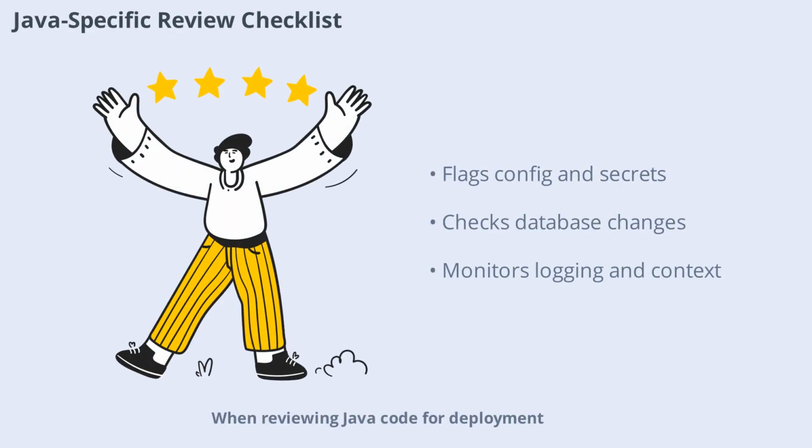Reviewing Java code for deployment, Claude Code helps you flag issues like missing configuration defaults, hard-coded credentials, new database queries, networking changes, concurrency updates, serialization risks, Spring context changes, and logging of sensitive data. By automating these checks, you reduce the risk of production incidents and ensure compliance with best practices.